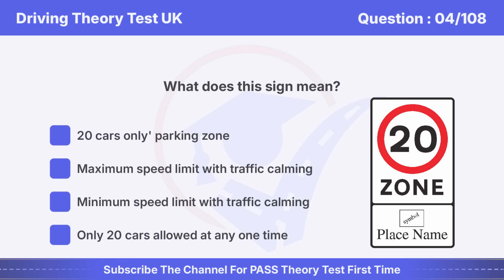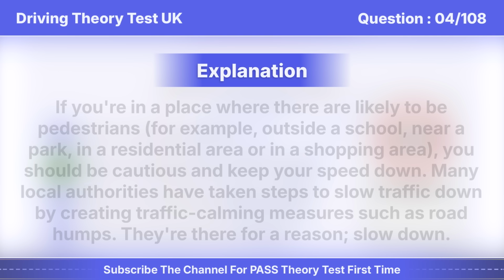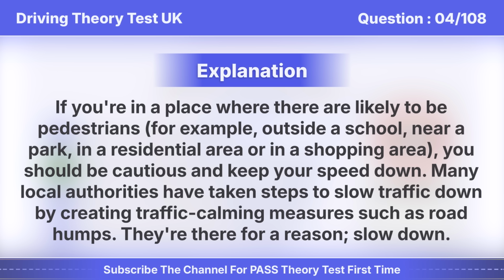Question 4. What does this sign mean? Answer is B. Maximum speed limit with traffic calming. If you're in a place where there are likely to be pedestrians, for example, outside a school, near a park, in a residential area, or in a shopping area, you should be cautious and keep your speed down. Many local authorities have taken steps to slow traffic down by creating traffic calming measures such as road humps. They're there for a reason. Slow down.